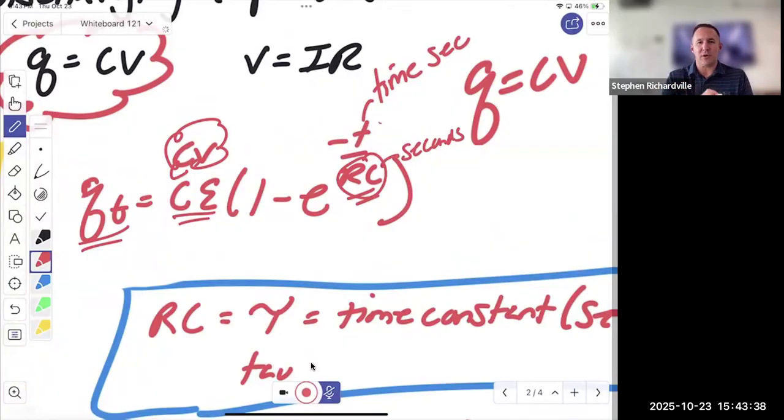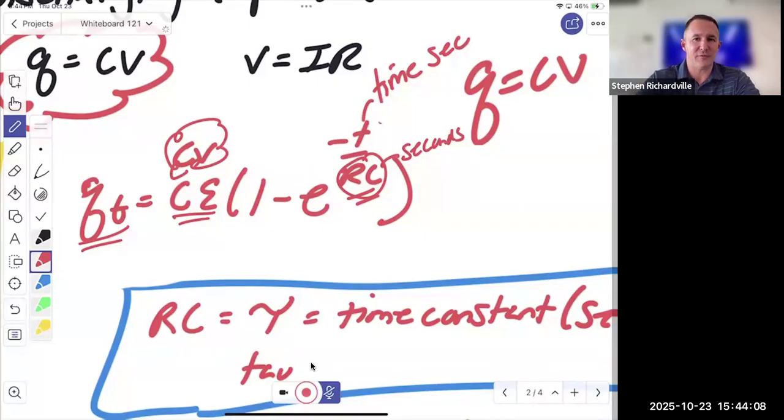E to the negative 0, e to the 0, is going to be just 1. So if I read this equation, at time 0, my charge in the capacitor is 0. Because 1 minus 1 is 0, and then CE times 0 is 0. I got nothing.